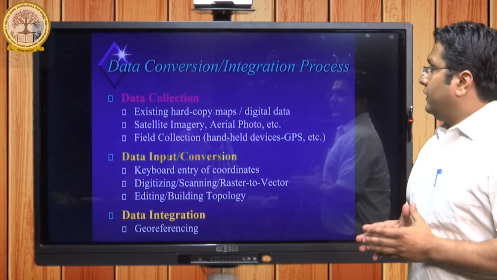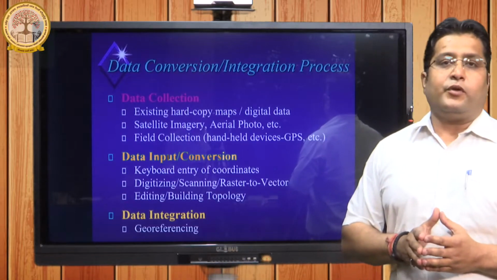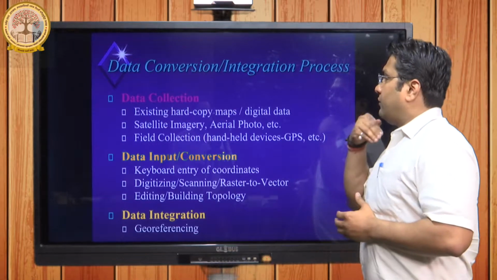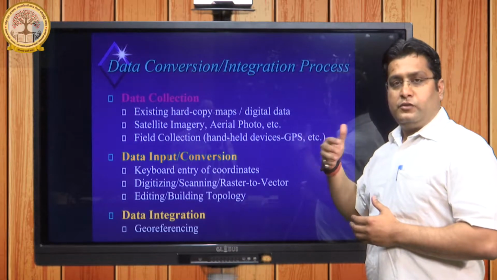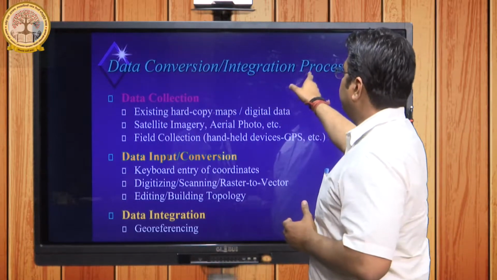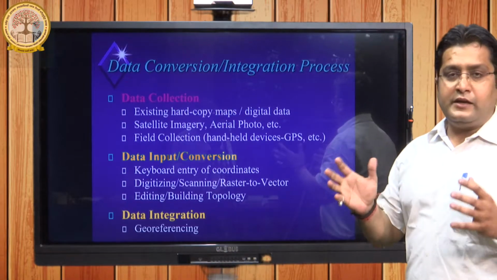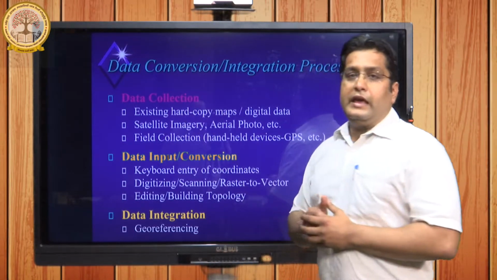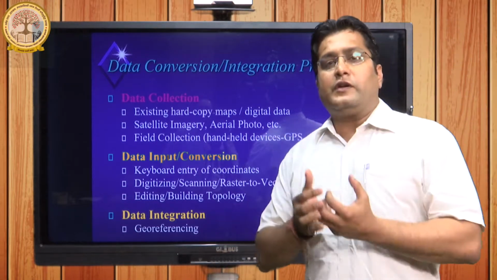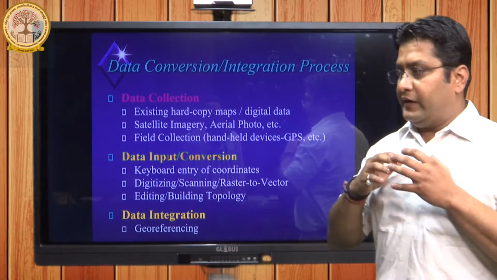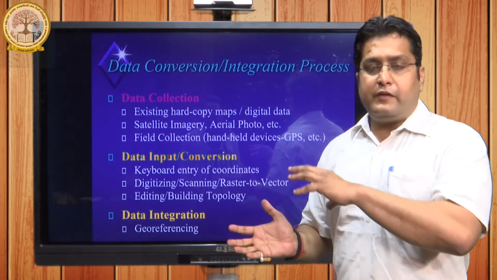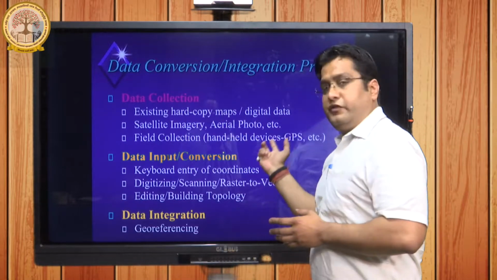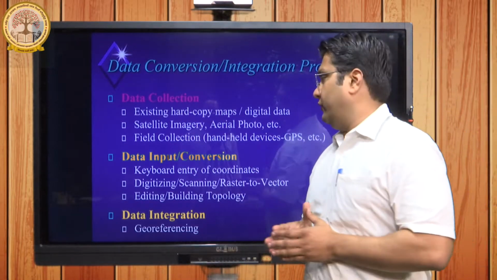Here we can see the data conversion and integration process, which is a very important part through which we can explain which type of data we will utilize to do GIS activity, as well as how to integrate the various kinds of data in the GIS platform. So the first part is data collection. If I want to work on the GIS platform, our data may be in hard copy form. So how can we utilize this hard copy data in soft copy form? An existing hard copy map can be converted into digital form that can be used in the GIS platform. That is the first part.